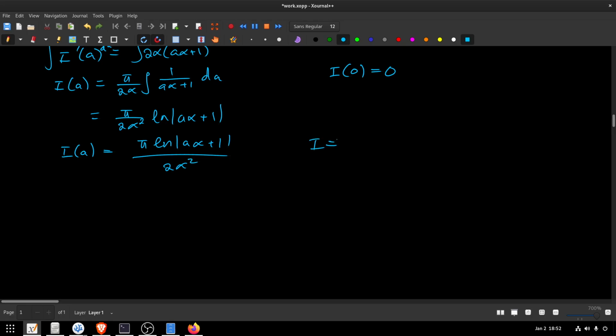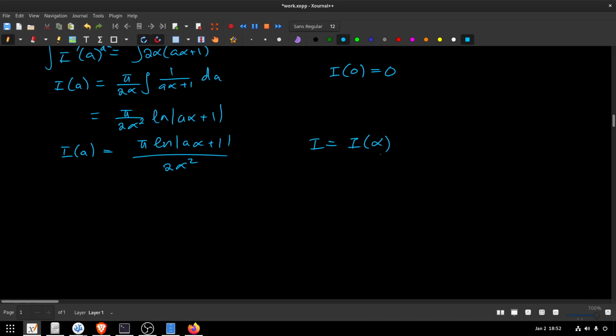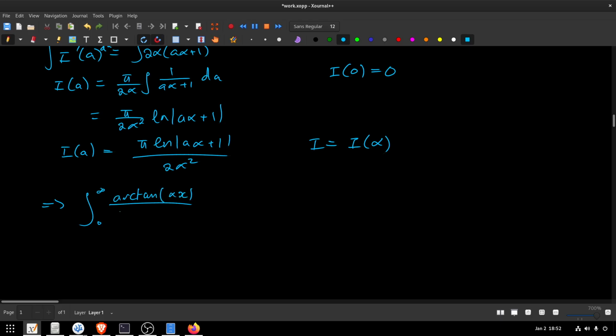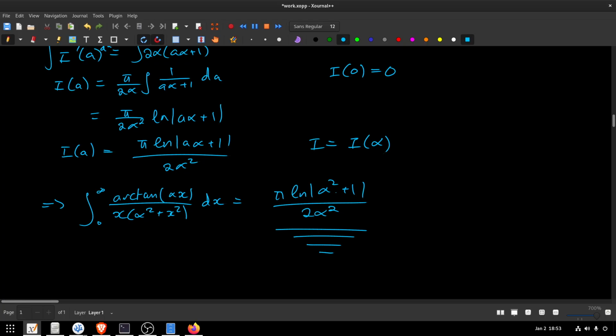We can recall that the target integral I is just this integration function evaluated at alpha. So all of this implies that the integral from 0 to infinity of arctan of alpha x over x times (alpha squared plus x squared) dx is equal to pi natural log of alpha squared plus 1 over 2 alpha squared. Isn't that a beautiful looking result? Cool. Thank you for watching.